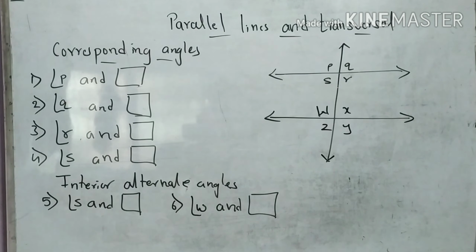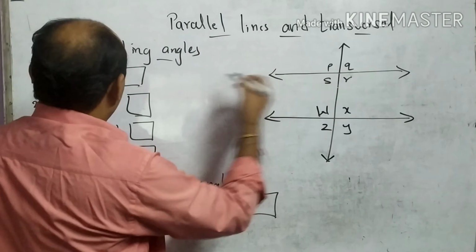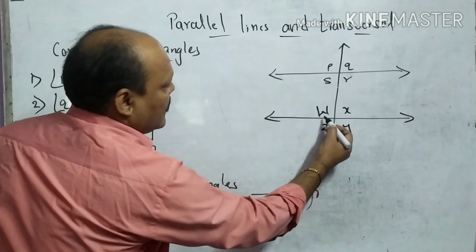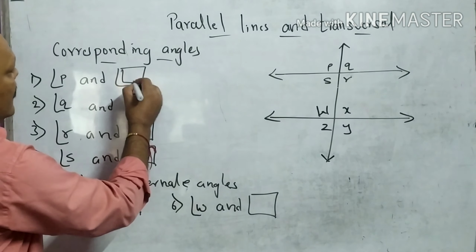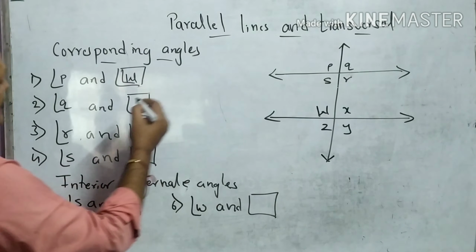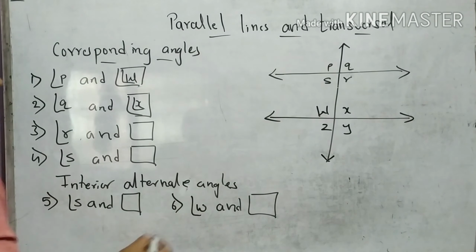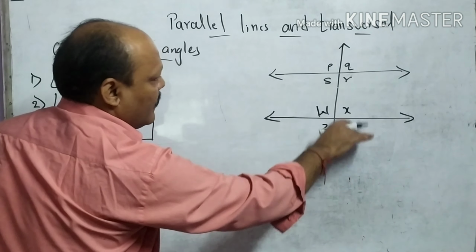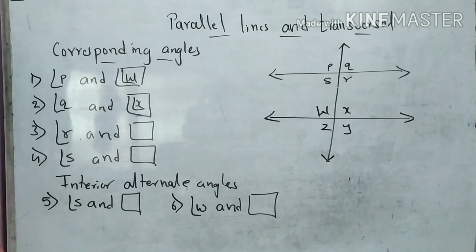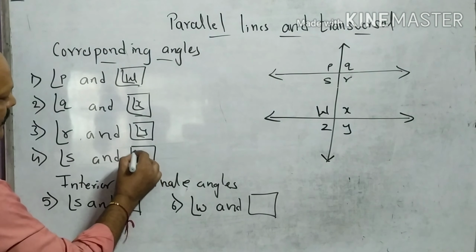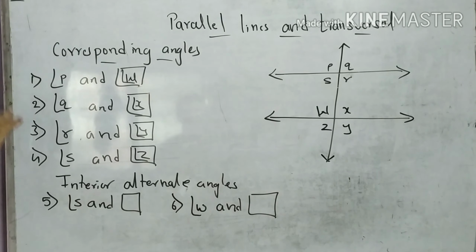So first of all, we will come to the corresponding angles. You can see here the corresponding angle of P. The corresponding angle of P is what? W. That means angle W. The corresponding angle of Q is what? X. Corresponding angle of R: R is coming below the parallel line. That means you have to come below the parallel line. The corresponding angle of R will be angle Y. And the corresponding angle of S is what? Angle Z. These are the four pairs of corresponding angles.